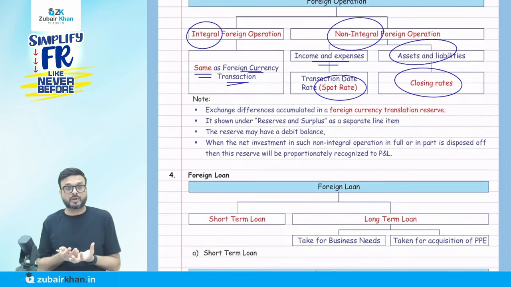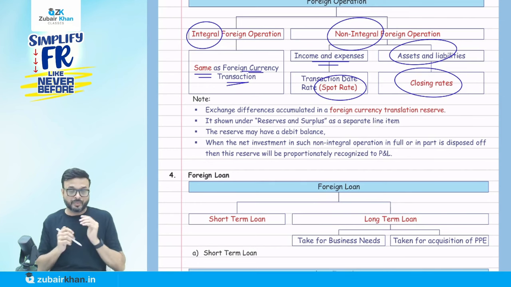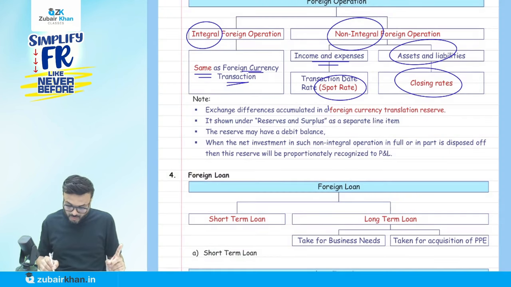Okay, but here what happens? A difference is going to come because in my trial balance we are not using the same rate. For income and expenses we are using the spot rate, and for assets and liabilities we are using what? The closing rate. So a difference is going to come. But they say the difference we record in FCTR. What is this FCTR? We call it the foreign currency translation reserve account.